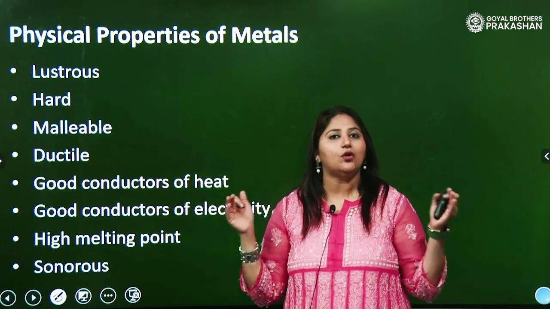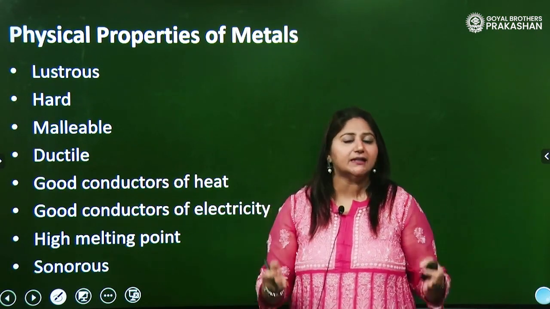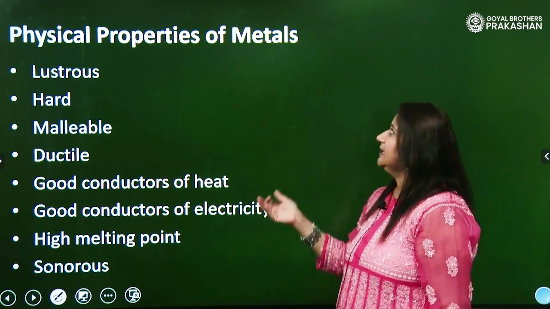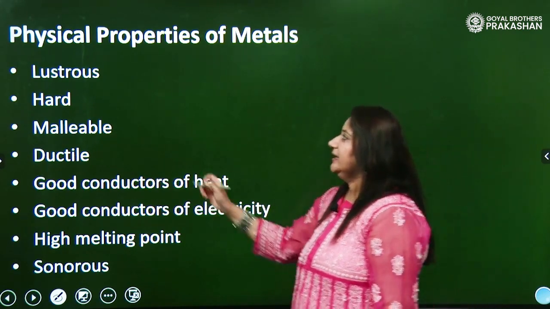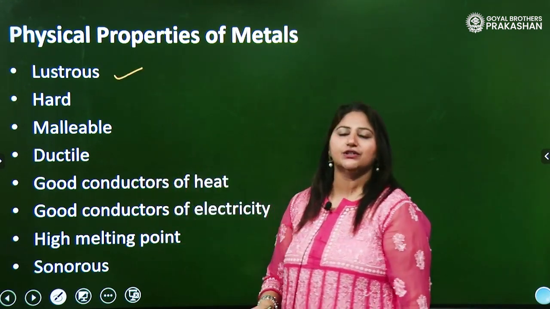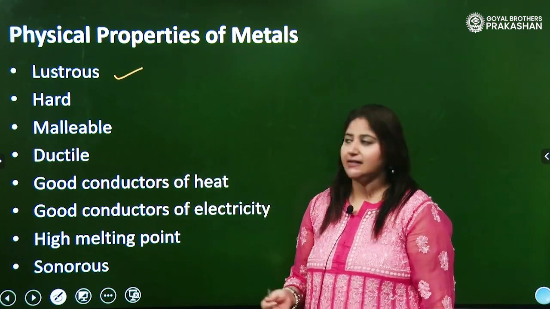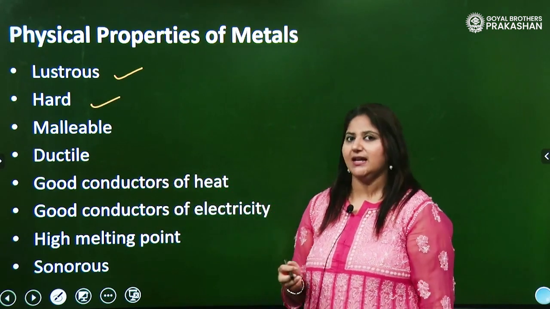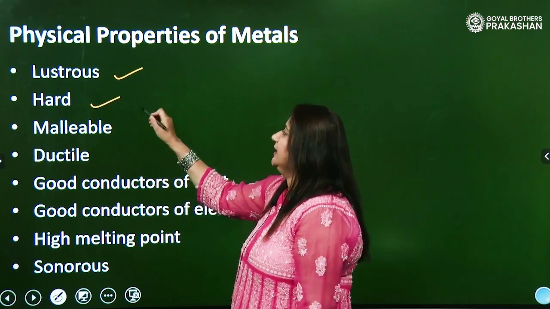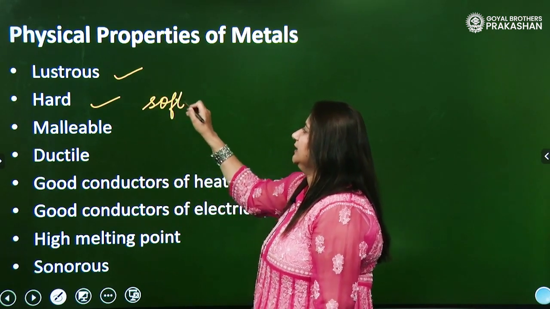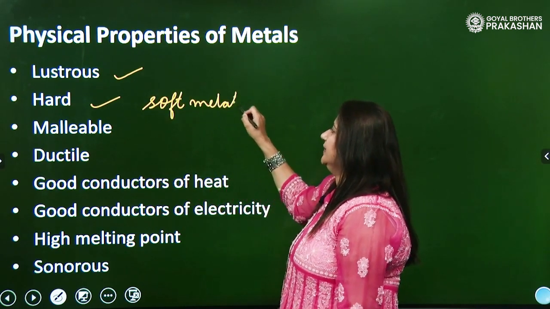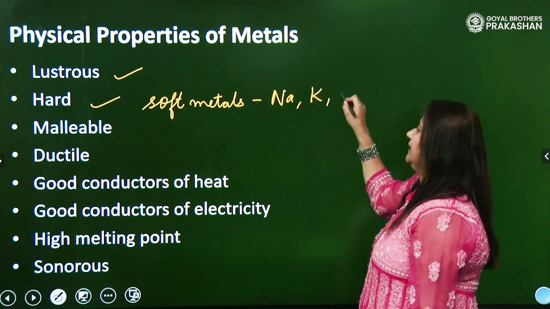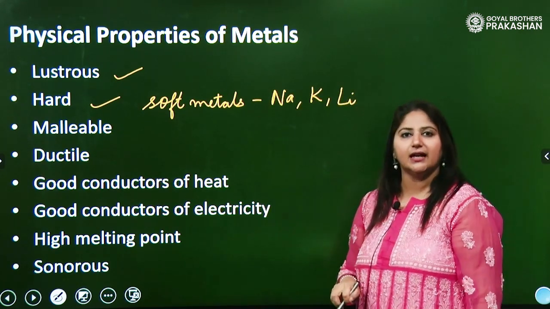So, when we conclude all the activities, what are the physical properties of metals that we can jot down? So, the physical properties of metals are, they are lustrous. What is the meaning of lustrous? They have shining surfaces. They are hard and rigid. Is there any exception? Yes. They are hard, but there are soft metals. And what are the names of those soft metals, children? The soft metals are sodium, potassium, lithium. They can be cut with a knife.